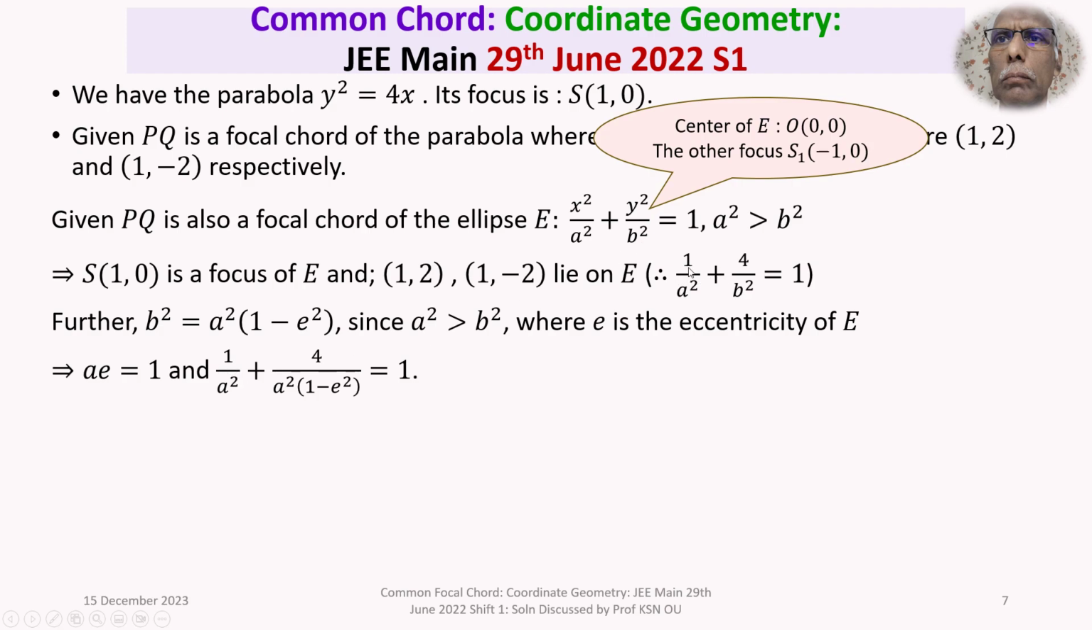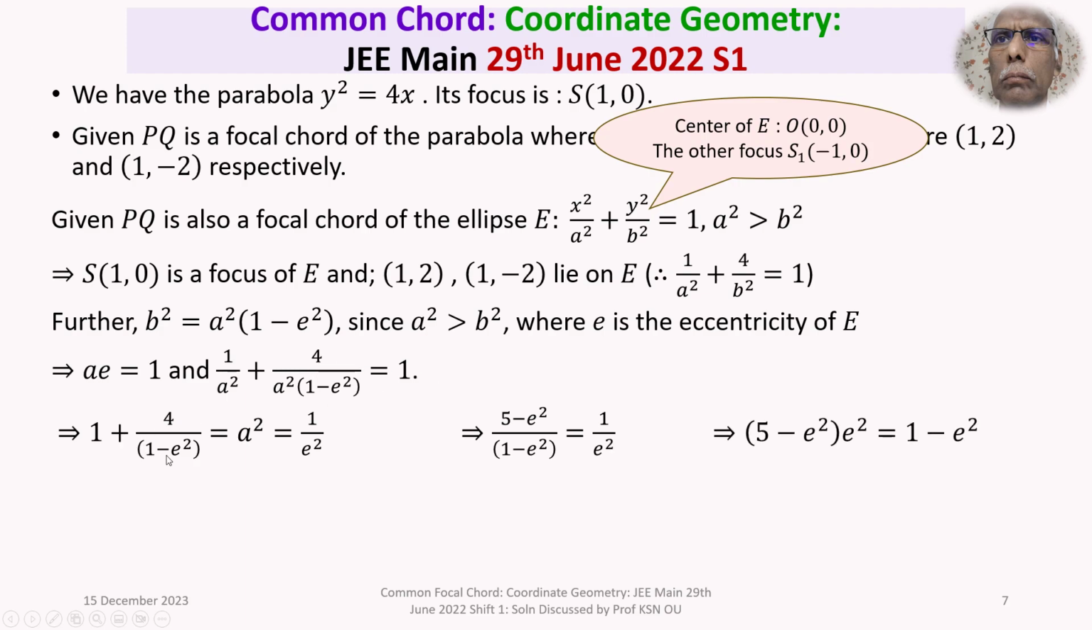And in this equation, 1 by a square plus 4 by b square is equal to 1, substitute b square is equal to a square times 1 minus e square. Then you will get this equation. Now ae is equal to 1 will imply a is equal to 1 by e. That please keep in mind. Now this equation we have multiplied throughout by a square, then we will get 1 plus 4 by 1 minus e square is equal to a square, and a is equal to 1 by e, so a square is equal to 1 by e square. Now further simplification will give you this equation, and on further simplification you will get this.